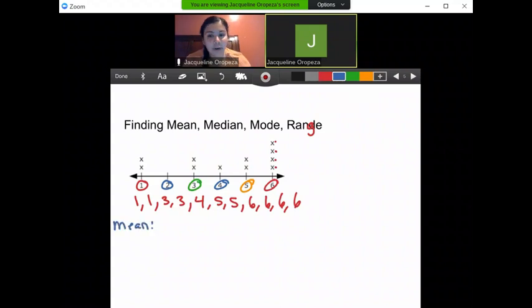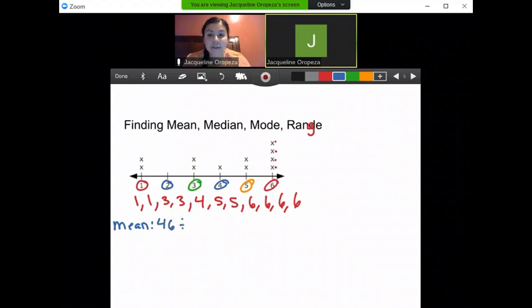The mean we did last week. The way you find the mean is by adding up all the numbers in your data set. So when I add 1 plus 1 plus 3 plus 3 plus 4 plus 5 plus 5 plus 6 plus 6 plus 6 plus 6, that gives me 46.